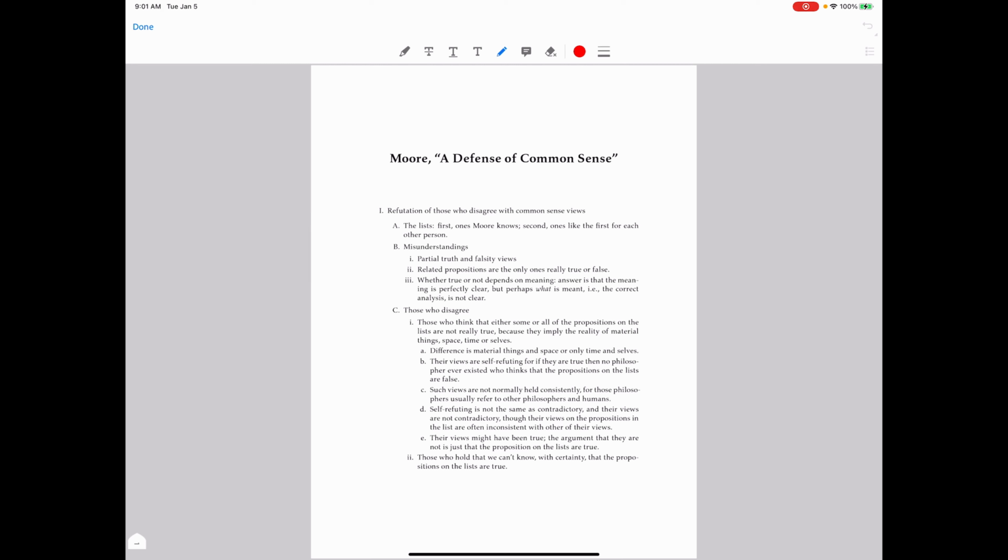And he says whether they're true or not depends on meaning. The answer is that the meaning is perfectly clear, but perhaps what is meant, i.e. the correct analysis, is not clear. Now, number 3 is a warning.